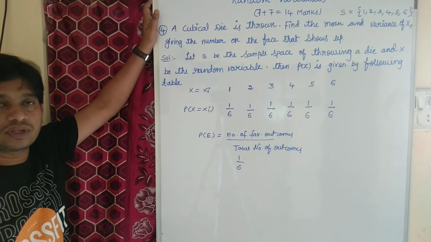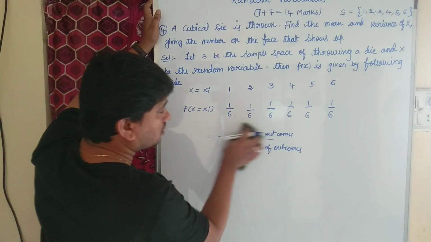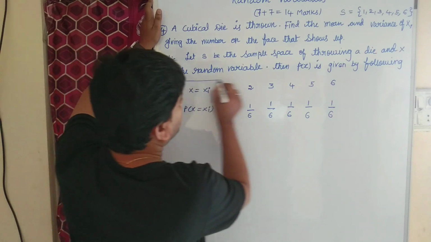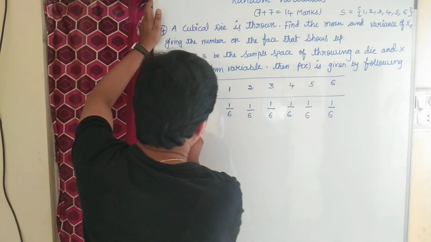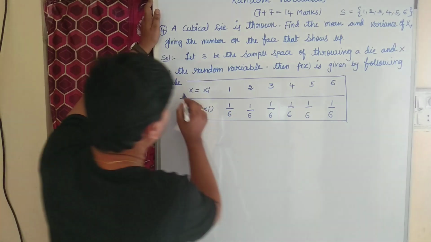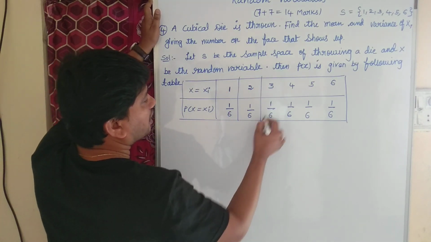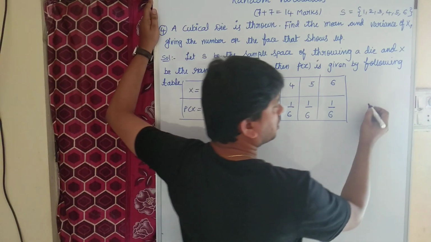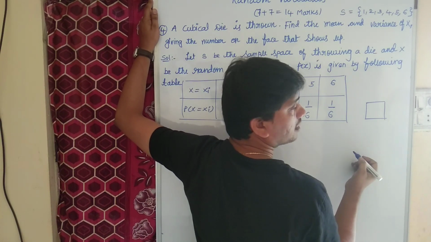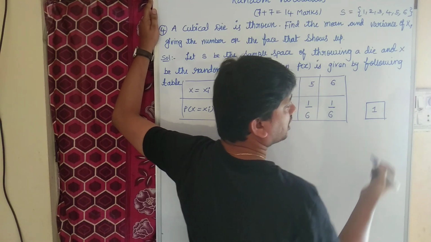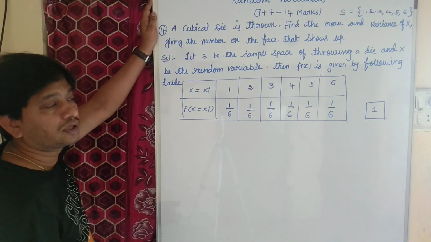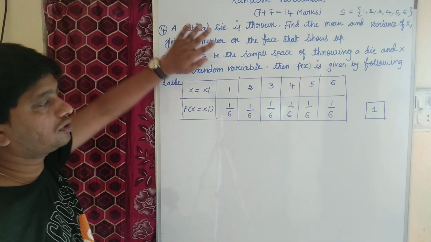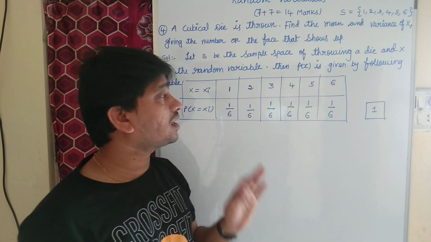Okay. In this problem, they did not give the table. We need to frame the table. See how we frame the table. As we know, if we throw a die, the sample space is S equal to 1, 2, 3, 4, 5, 6. What is the probability of getting number 1 on the top face? It is 1 by 6. 2 also 1 by 6. 3, 1 by 6. 4, 1 by 6. 5, 1 by 6. 6 also 1 by 6.